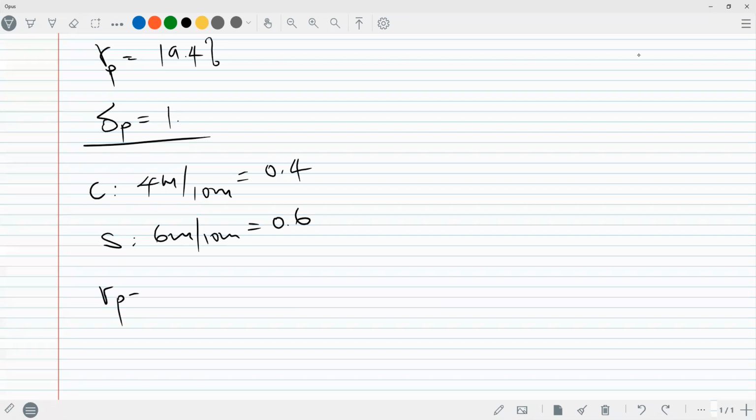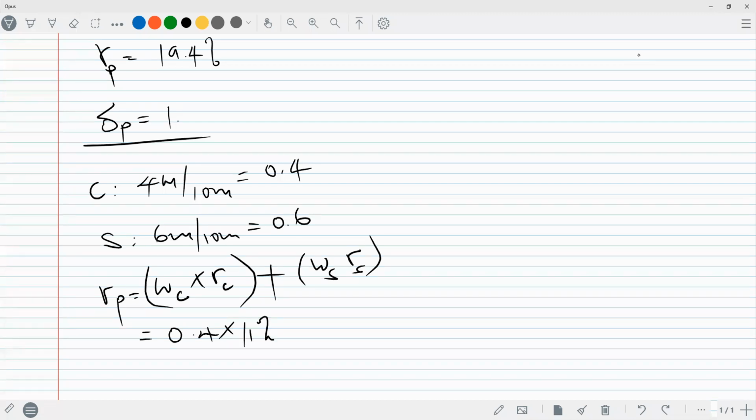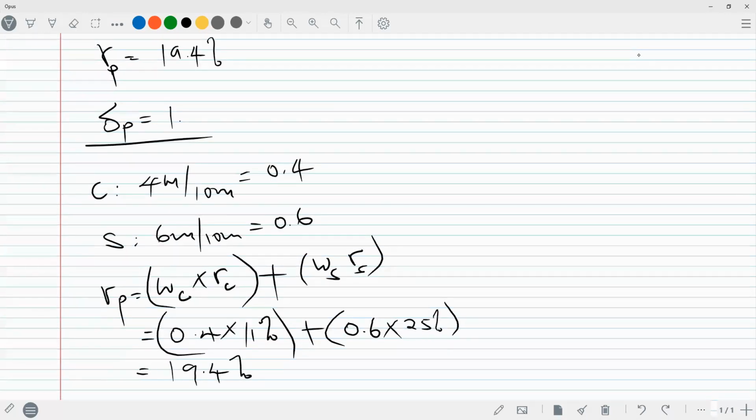Therefore, the portfolio return will be the weight of C times the return of C plus the weight of S times the return of S. That gives us weight of C 0.4, the return of C, you've been told, is equal to 11%. Weight of S is 0.6, and the return of S individually is equal to 25%. Therefore, what's the return of the portfolio? 19.4? Yes. Okay, 19.4%. Then, of course, we need to get the risk of the portfolio. So the return is quite straightforward.